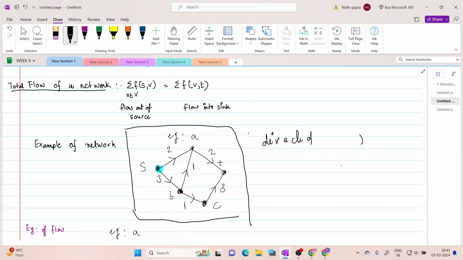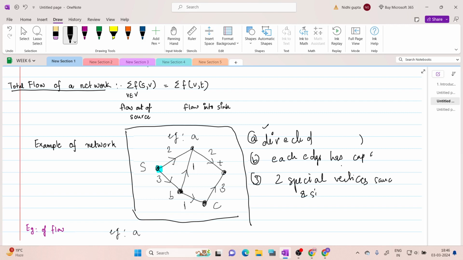So for a network we need three conditions. A, it is a directed graph. Second, each edge has a capacity. Every edge has some weight assigned to it, which is called capacity. And third, it should have two special vertices, source and sink. Source vertex is basically a vertex S such that all the edges are going out of S. There is no edge coming into S. That's why it is called a source vertex.